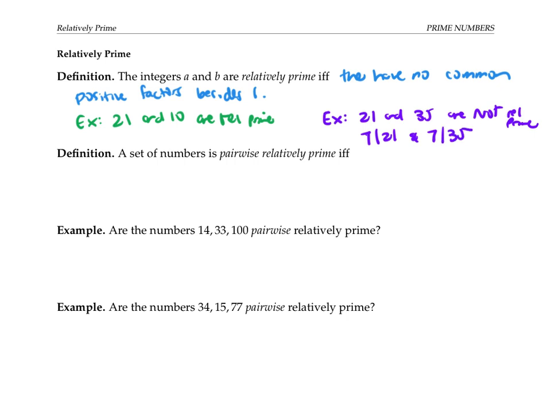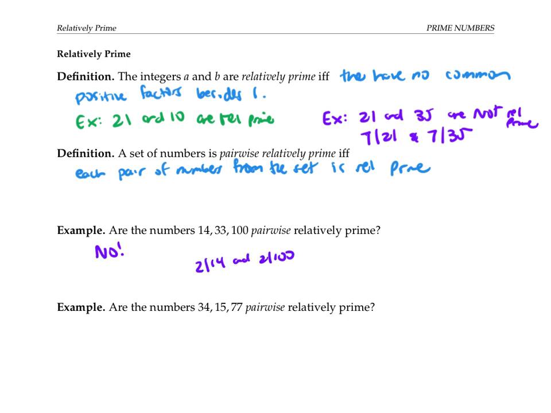A set of numbers is called pairwise relatively prime if each pair of numbers from the set is relatively prime. So the numbers 14, 33, and 10 are not pairwise relatively prime because 14 and 10 are not relatively prime. 2 divides both of them. But the numbers 34, 15, and 77 are pairwise relatively prime because each pair of those numbers is relatively prime.